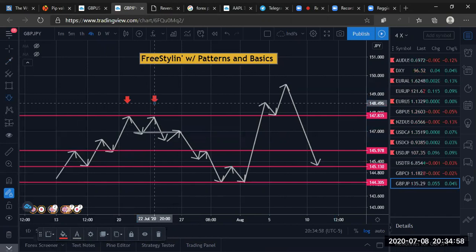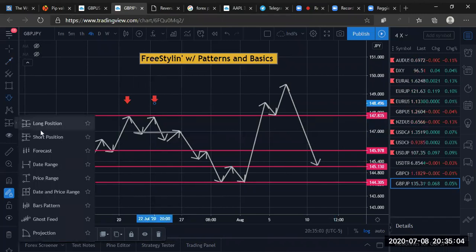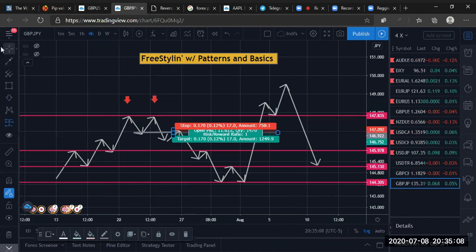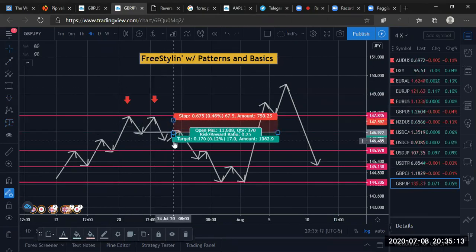Break and retest, double tops, double bottoms. This is a double top right here. You see price reversed. You would actually get in on the break, which is right here, that gray line. Have a nice size stop loss. Have your take profit just wherever you want to go.